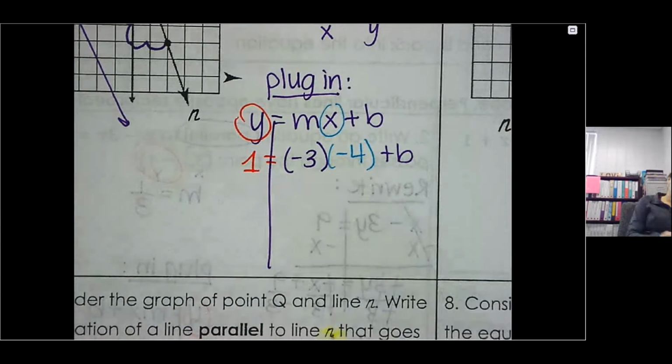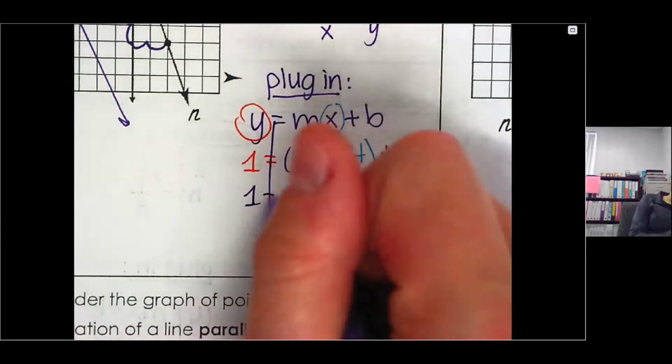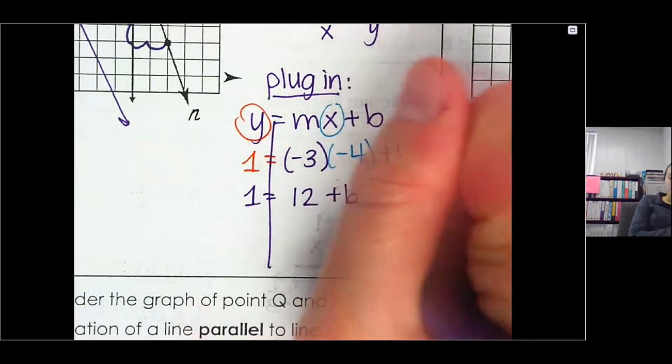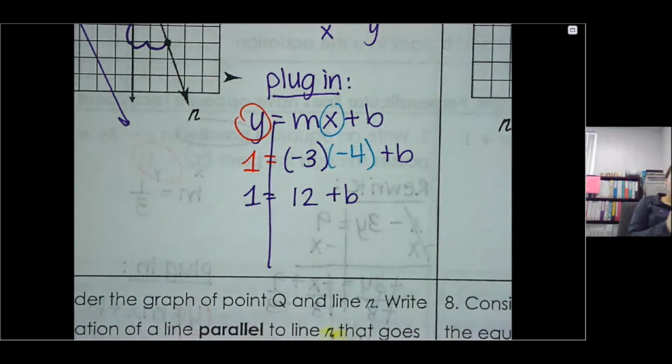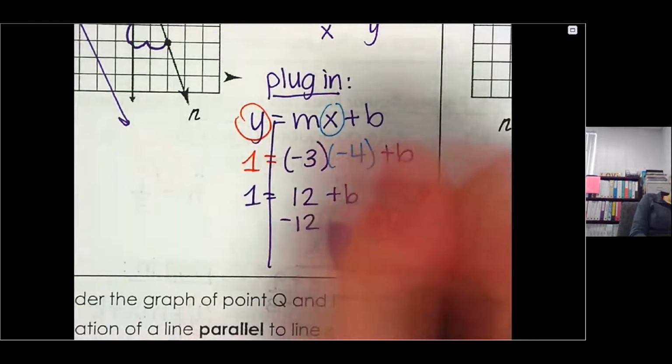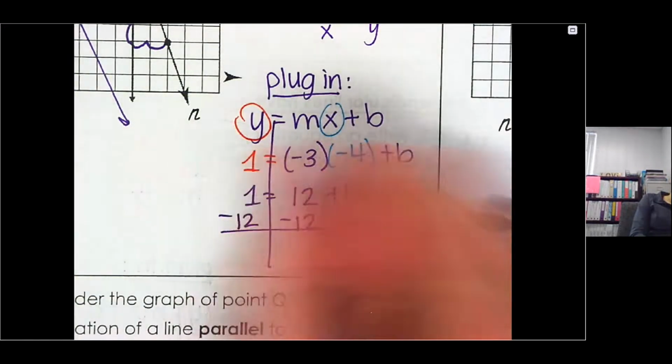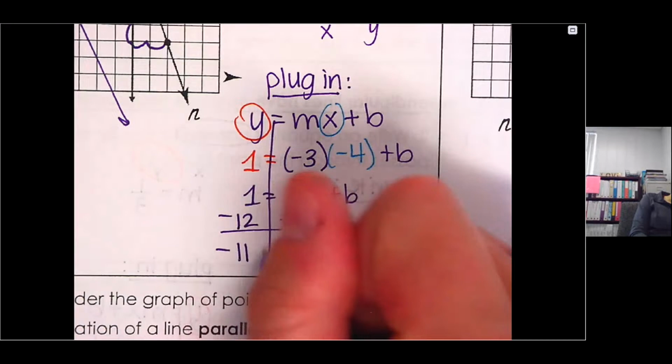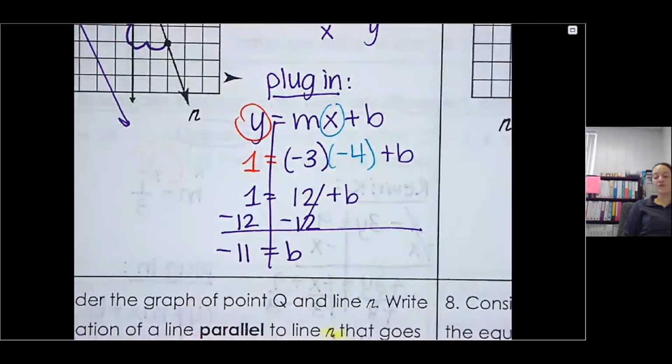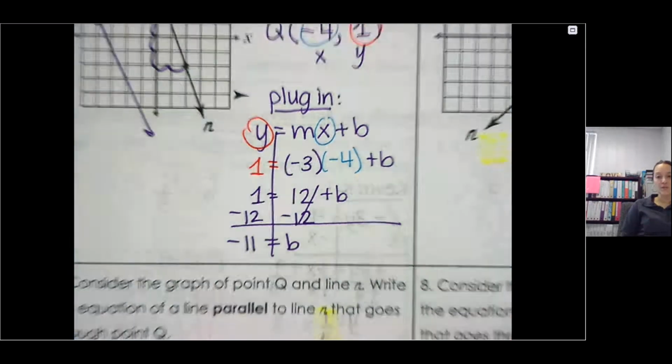So multiply -3 times -4, which is 12. And then to get B by itself, I subtract 12 from both sides. You get B equals -11. So what would your final equation be for this problem?